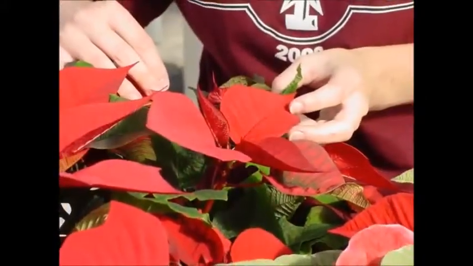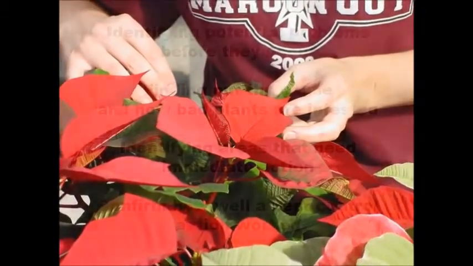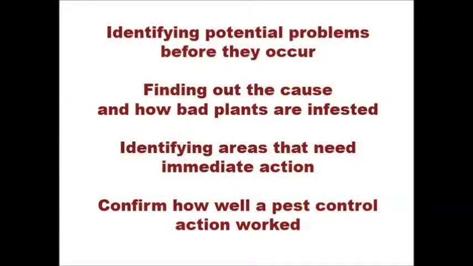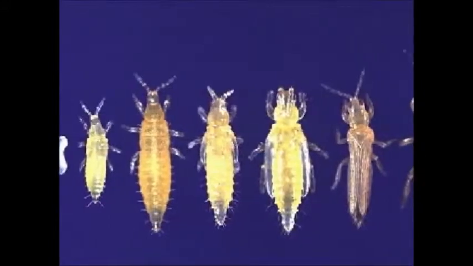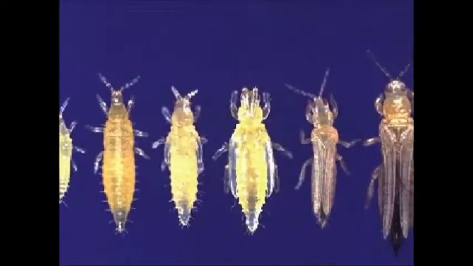It's also very important to keep accurate scouting records. Some of the goals of scouting include identifying potential problems before they occur, finding out the cause and how bad plants are infested, identifying areas that need immediate action, and confirming how well a pest control action worked. Only scouting provides the important information needed to make good pest management decisions.